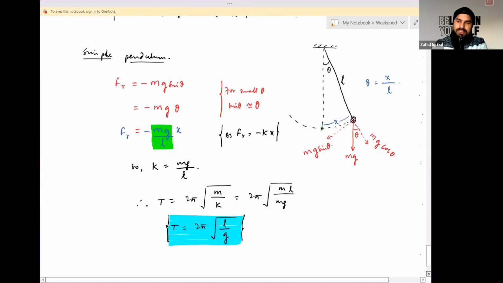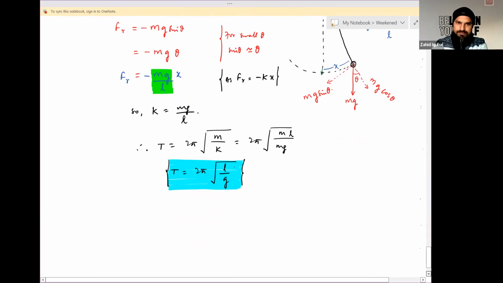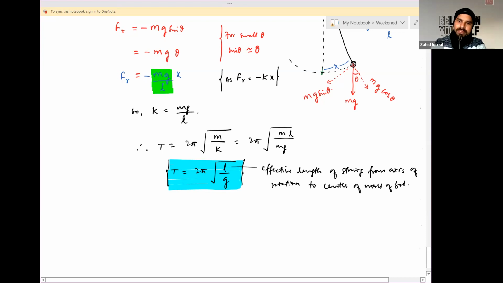Now, related to this last expression, we may write that this L defines the effective length of string from the axis of rotation to the center of mass of the bob. This g is called the net acceleration related to that system.